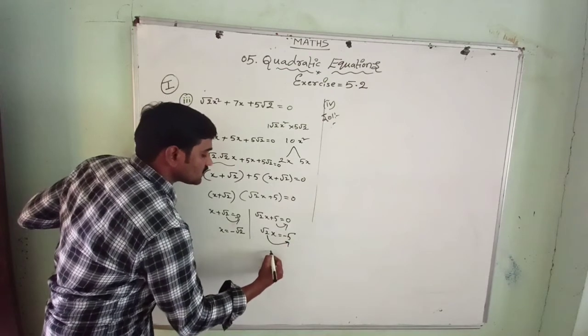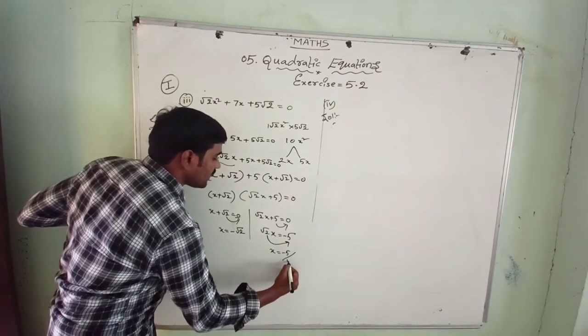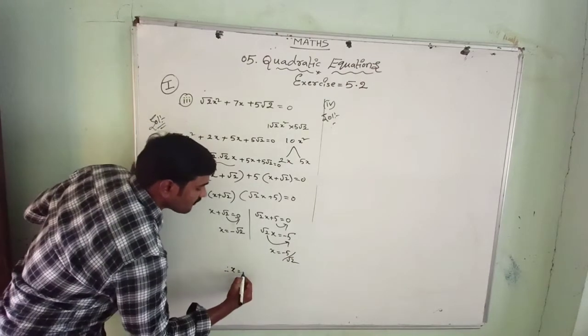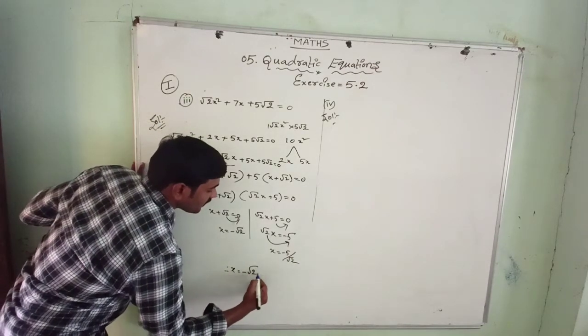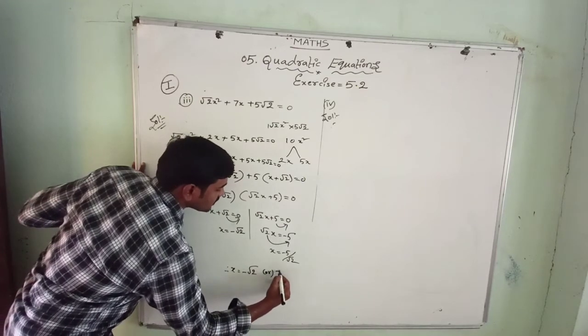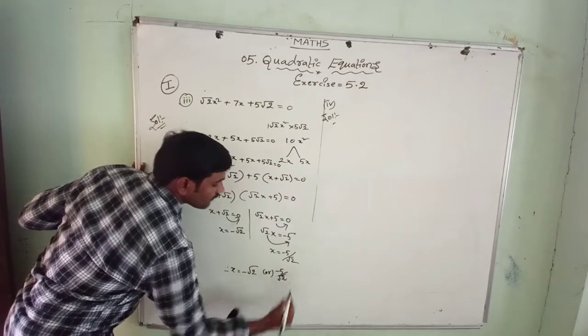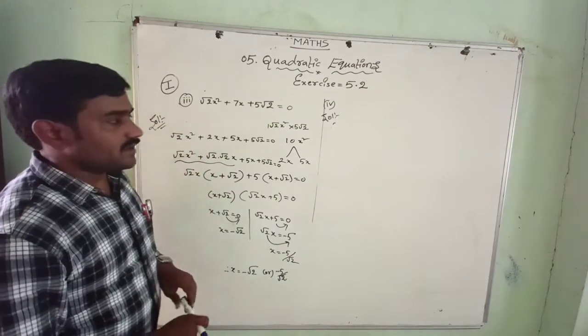And this root 2 you transfer this side, x equal to minus 5 by root 2. Therefore, the roots of the given quadratic equation are minus root 2 or minus 5 by root 2.